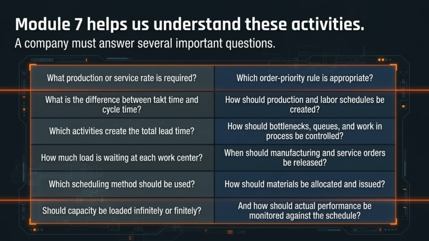Which order priority rule is appropriate? How should production and labor schedules be created? How should bottlenecks, queues, and work in process be controlled? When should manufacturing and service orders be released? How should materials be allocated and issued? And how should actual performance be monitored against the schedule?